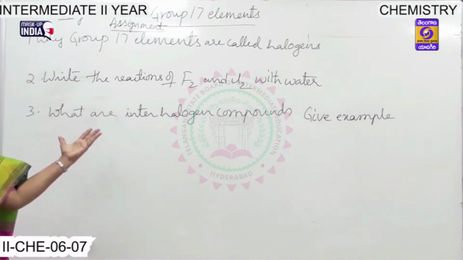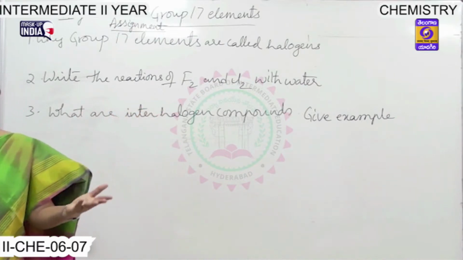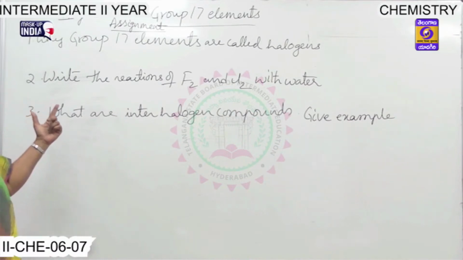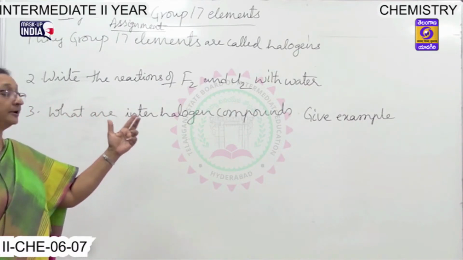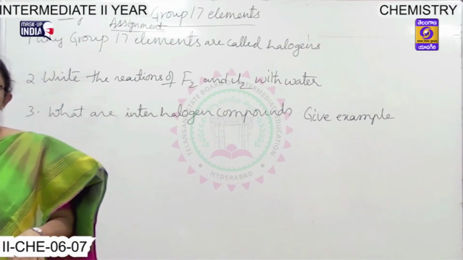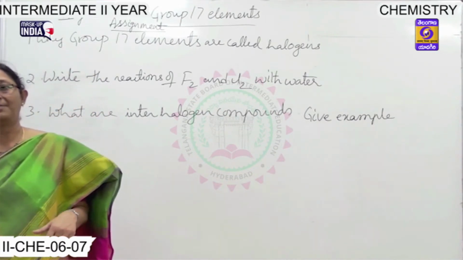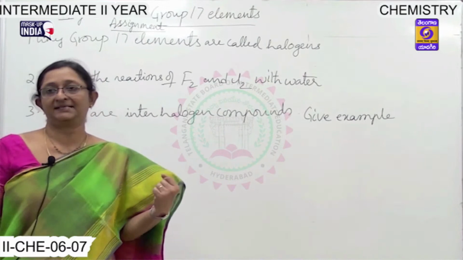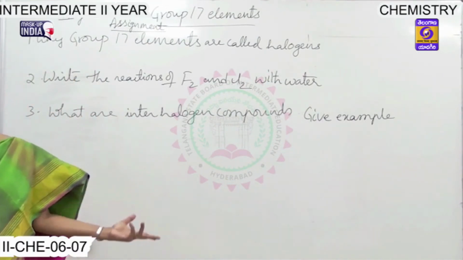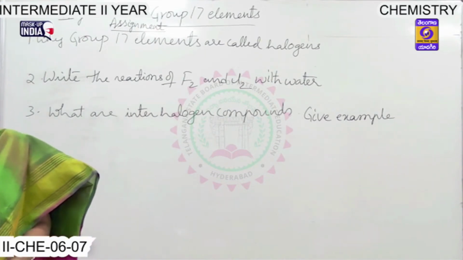Now let us see the questions. Why are group 17 elements called halogens? Just now I have told you that you can do that question. Then the second one, write the reactions of fluorine and chlorine with water. We have discussed that fluorine, when it reacts with water, gives out oxygen, whereas other halogens react with water and form halic acid and hypohalous acids. Then the third one, what are interhalogen compounds? Give examples. Okay, I hope you all can answer these three questions.